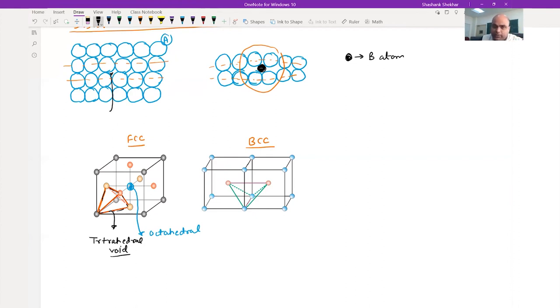So the B atoms, which are in black color, are going to sit either in a tetrahedral void or an octahedral void. So it is either going to sit in the octahedral here or in the tetrahedral void. Now in BCC also, you can see one tetrahedron here. See the dotted line. So there is a void in BCC also. So the interstitial atom, which is B in this case, can go and sit in the interstitial void, which is the tetrahedral void here also.